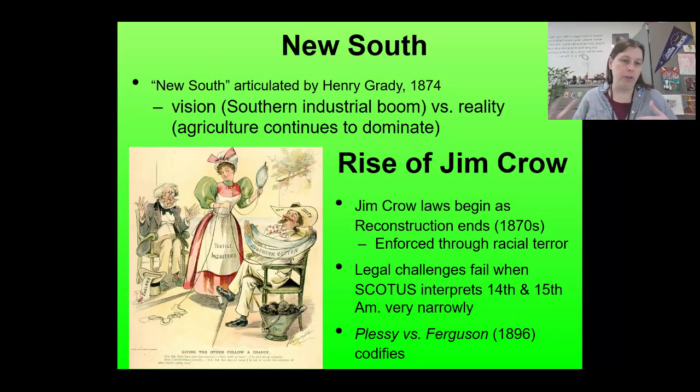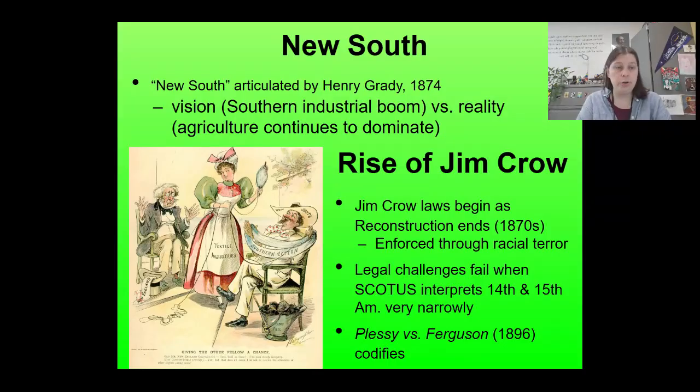So you would still have a black laboring force that's locked in. The New South is basically how a lot of white Southern progressives talked about their vision for what the South was going to become. What's the extent to which that happens?